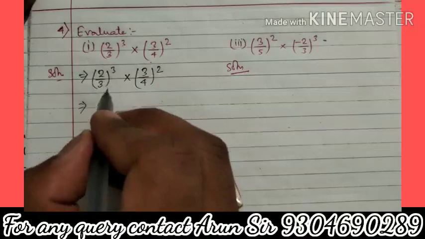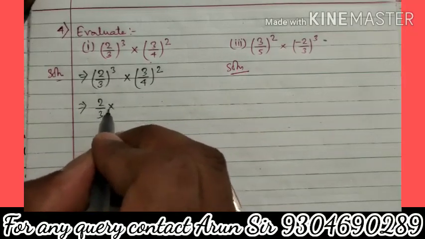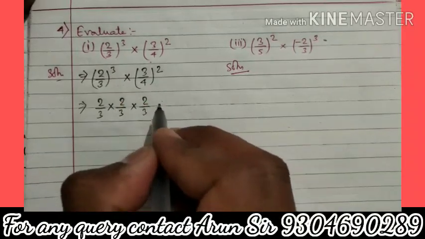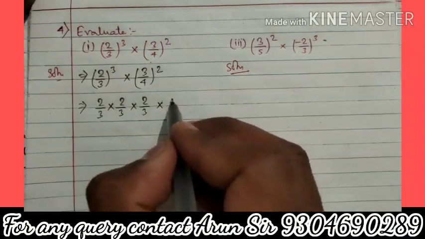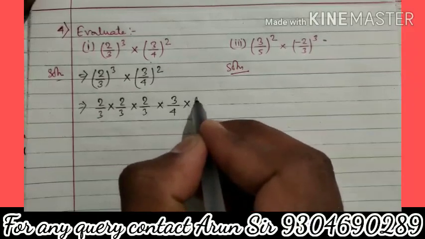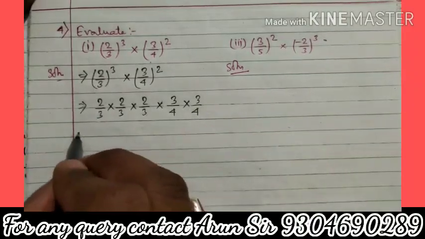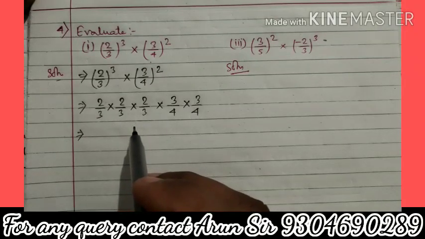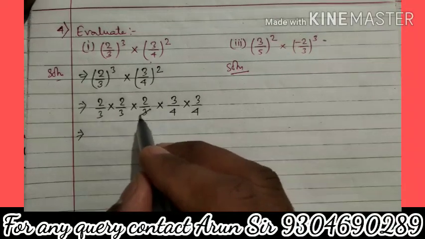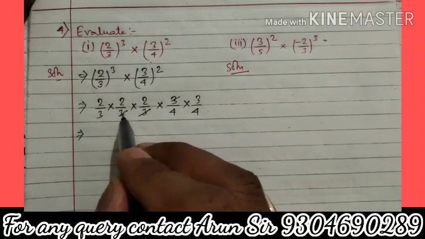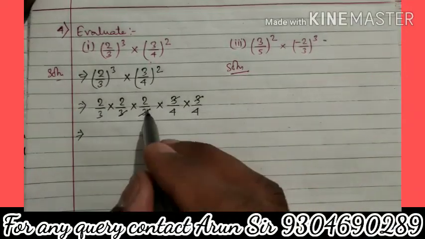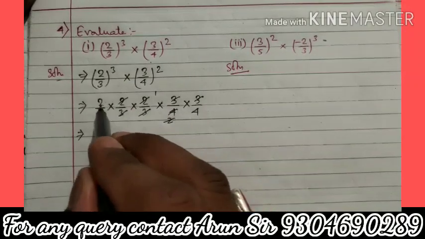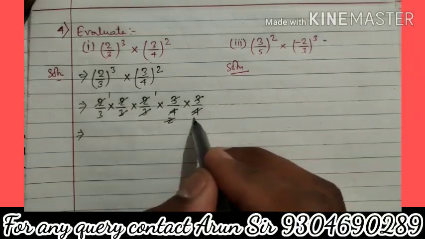Now 2 by 3 to the power 3 means 2 by 3 will be multiplied 3 times, into 3 by 4 to the power 2 means 3 by 4 will be multiplied 2 times. Now in the next step, rather than multiplying, we will see whether any number is going to be reduced or not. Here we can see 3, 3, this 3 can be reduced. Now 2 1s are 2, 2 2s are 4, this 2 can be reduced. Again 2 1s are 2, 2 2s are 4.